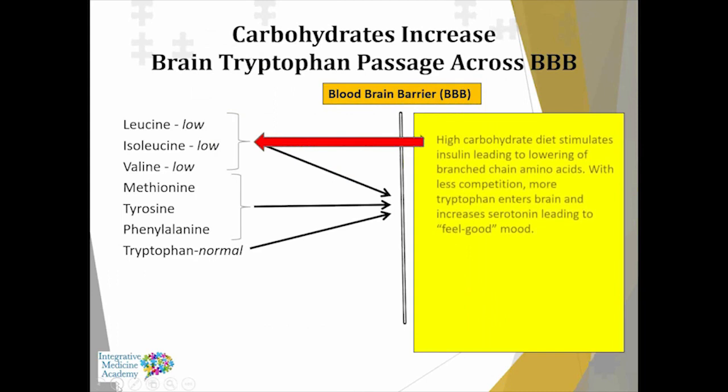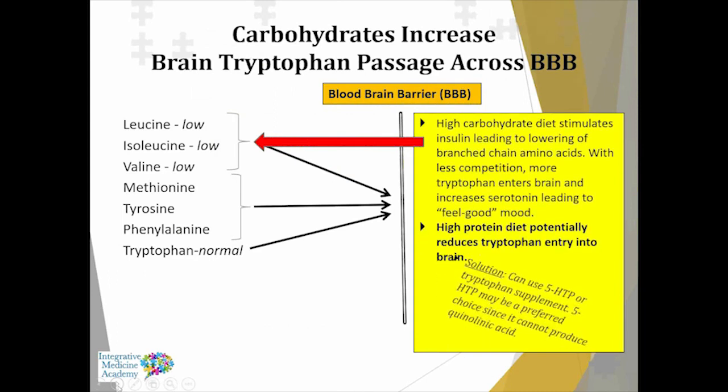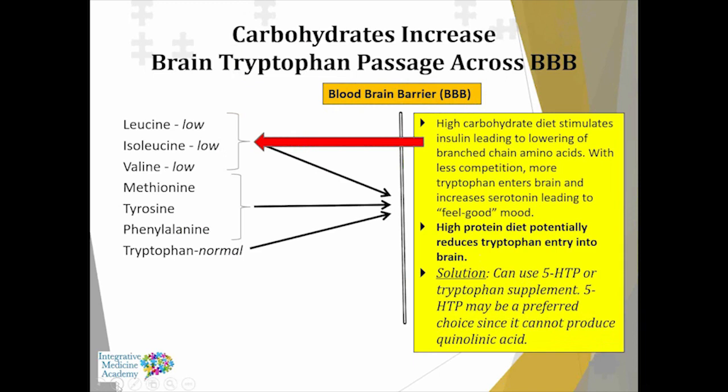And one of the things that actually aids the transport of tryptophan across the blood-brain barrier is carbohydrates, because high carbohydrate diets stimulate insulin, leading to a lowering of these branched chain amino acids, and then less competition for tryptophan to enter the brain.